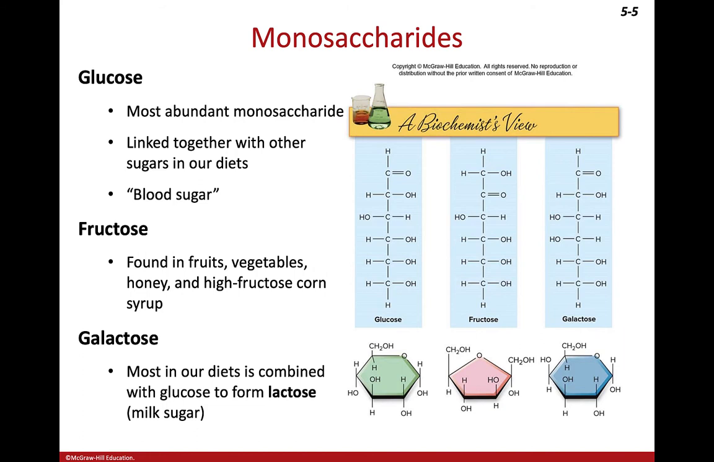Fructose, that is the 6-carbon sugar that's found in fruits, vegetables, honey, and also, unsurprisingly, high fructose corn syrup. And then we have galactose. Most of the galactose in our diet is combined with glucose in the form of lactose, which is a disaccharide that's found in dairy products.